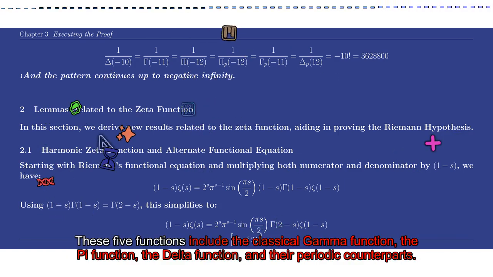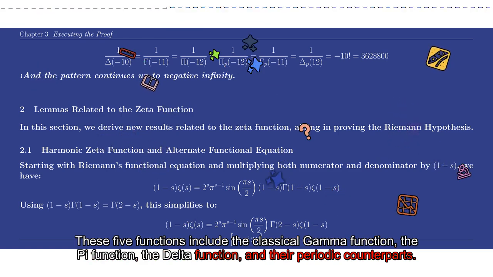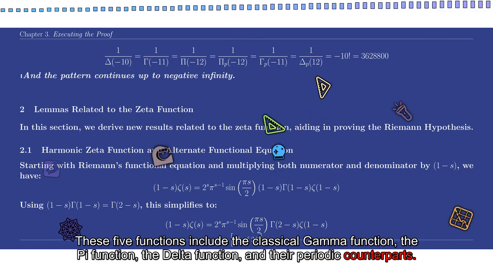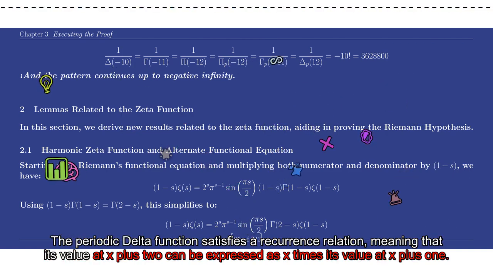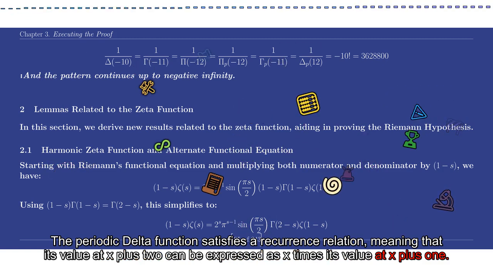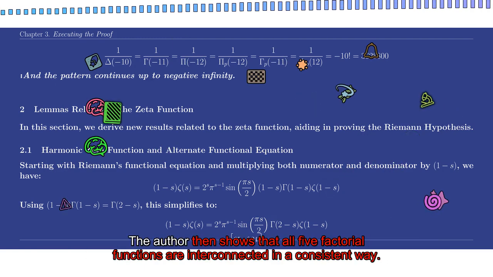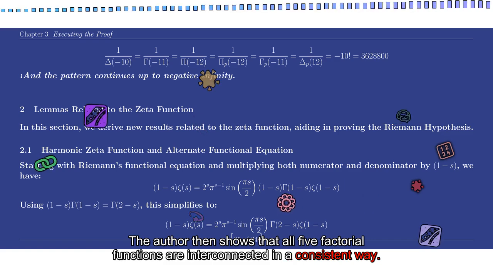These 5 functions include the classical gamma function, the pi function, the delta function, and their periodic counterparts. The periodic delta function satisfies a recurrence relation, meaning that its value at x plus 2 can be expressed as x times its value at x plus 1. The author then shows that all 5 factorial functions are interconnected in a consistent way.